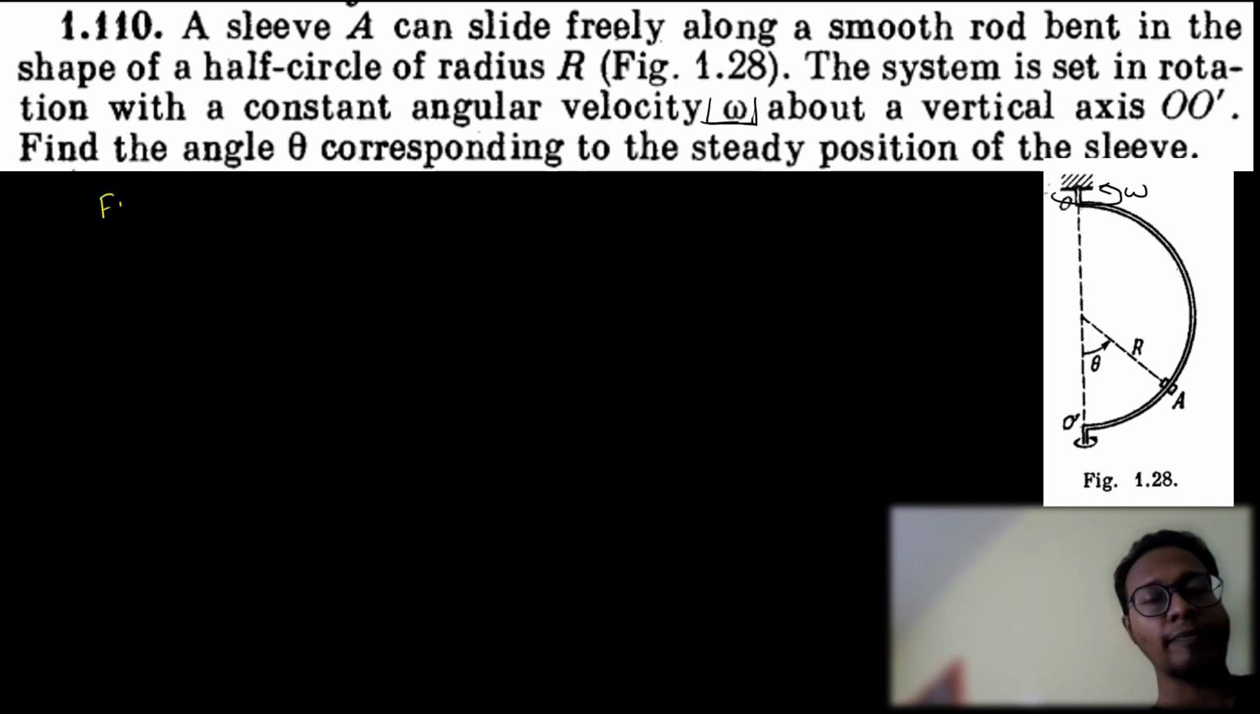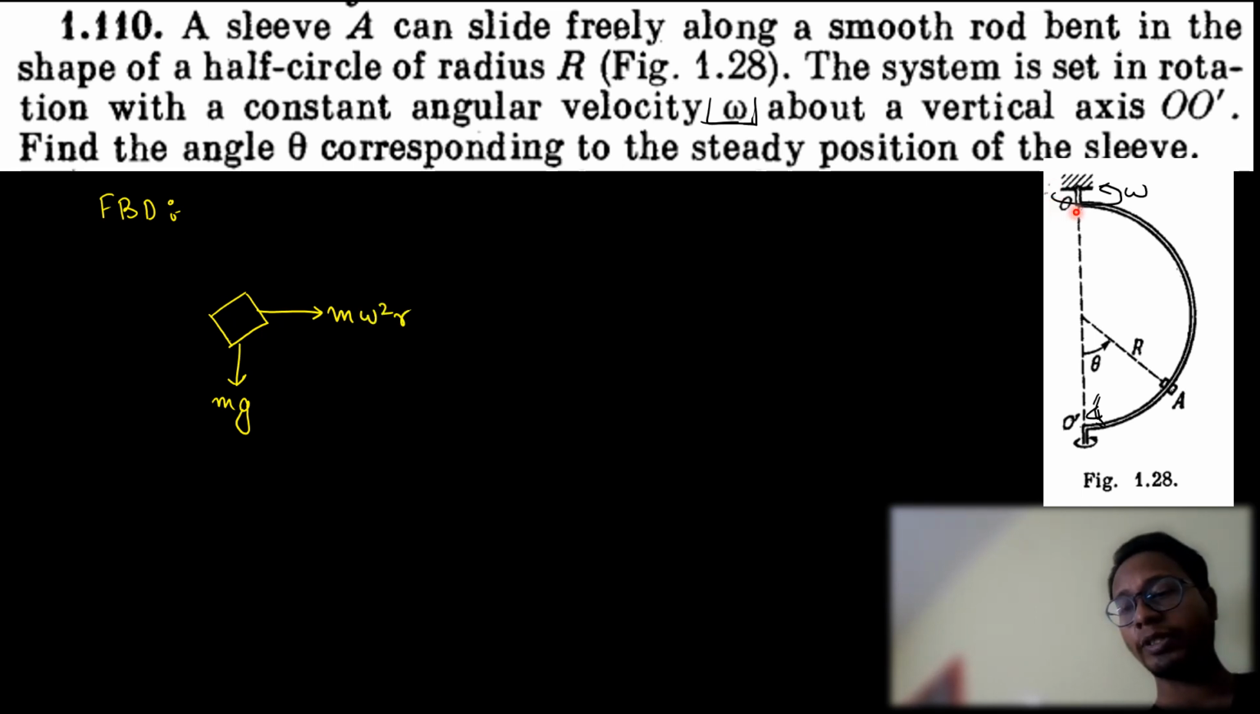So you have to draw the free body diagram of the ring. I'm drawing the free body diagram of this ring from the frame of reference of this semicircular loop. Downward is the mg force. Out here there would be a centrifugal force, which is equal to m omega square r, because the frame of reference itself is rotating with angular velocity omega, and there would be a normal contact force. The line of normal contact force would always pass through the center of the circle.